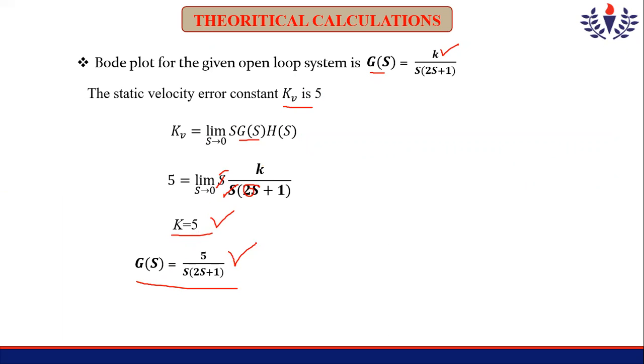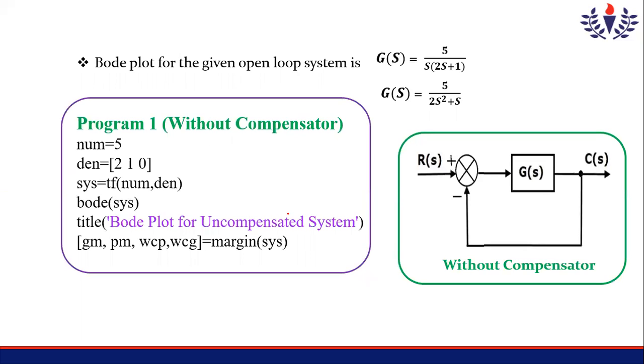For this open loop transfer function, now we need to draw the Bode plot, and we will see how much the actual phase margin is. Bode plot for the open loop transfer function 5 / (s(2s + 1)). If you convert into the polynomial, G(s) = 5 / (2s² + s). So this is the transfer function. This one is the without compensator case. We are measuring the actual system, that's why I'm labeling it as without compensator case.